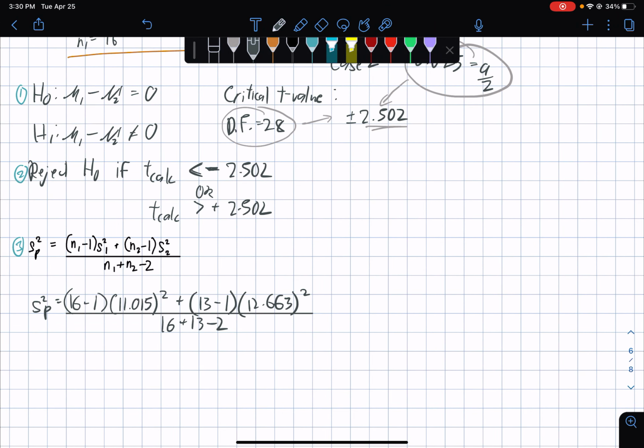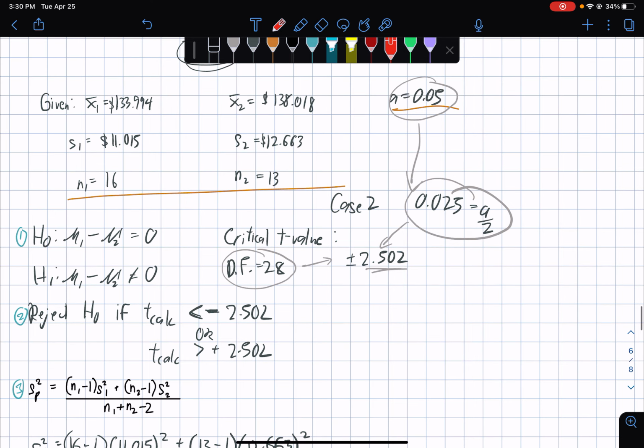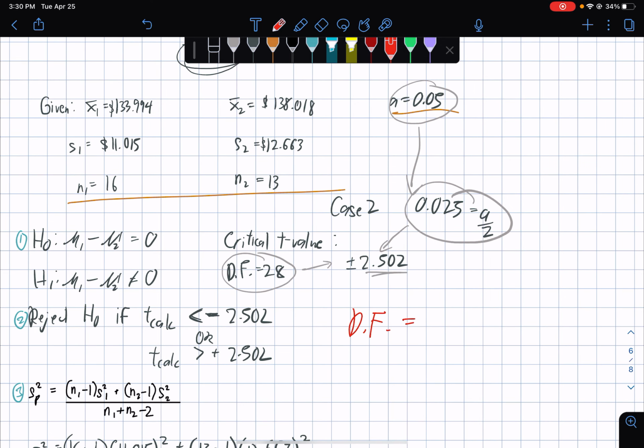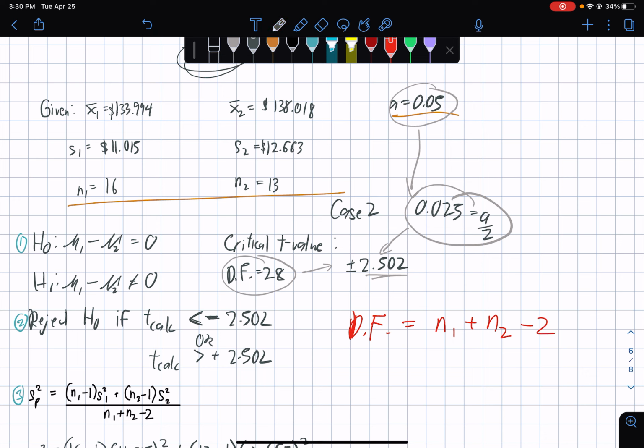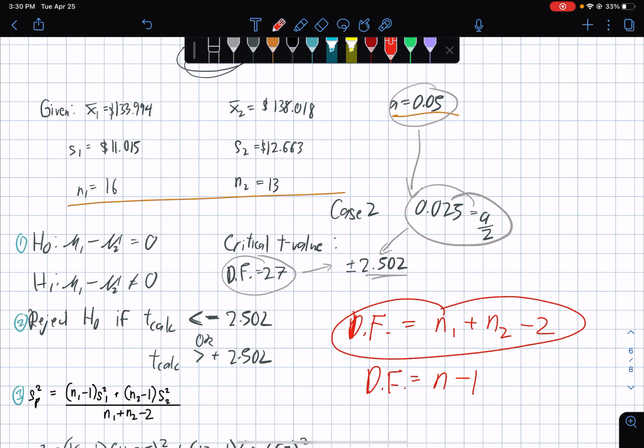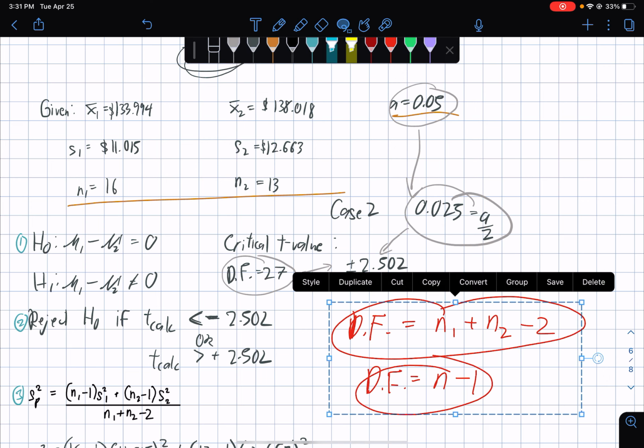Wait lang. I'm sorry, let me reiterate the formula. The degrees of freedom formula for two samples is not what I said kanina. It's supposed to be minus 2. That's why, given degrees of freedom 27, ito yung lalabas. Sorry. One sample pala is ganito lang. For two samples, ito. Okay? I hope I have that clarified.